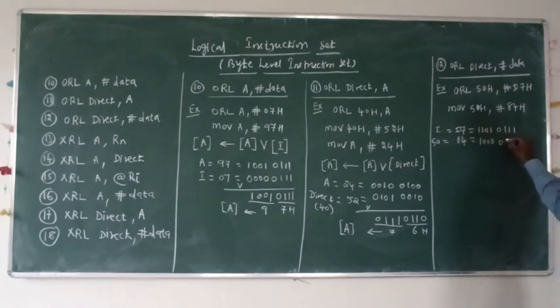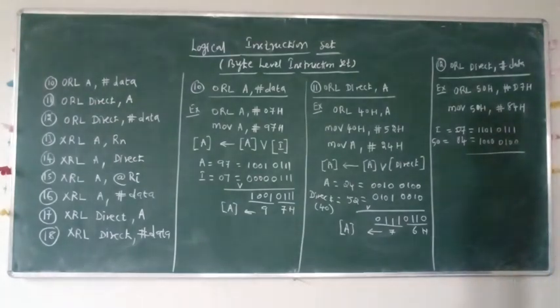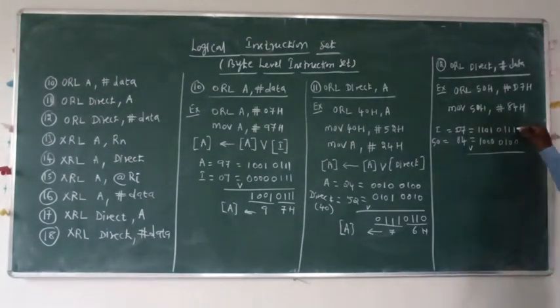8 in binary is 1000, and 4 means 0100. Now logically OR these two. For this bit, the output is 1. Here both are 1, so 1. Here both are 0, so 0. Here 1 means 1. Both are 0, so 0. Then 1 means 1, and both are 1 means 1. Now the result is for 13.